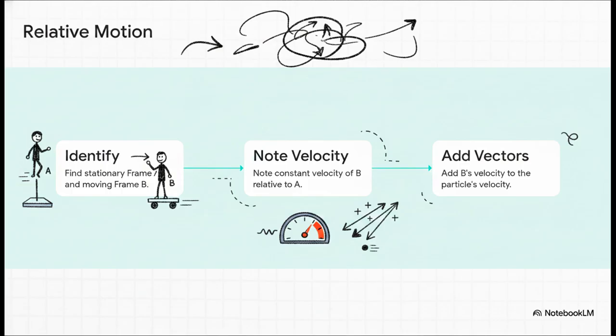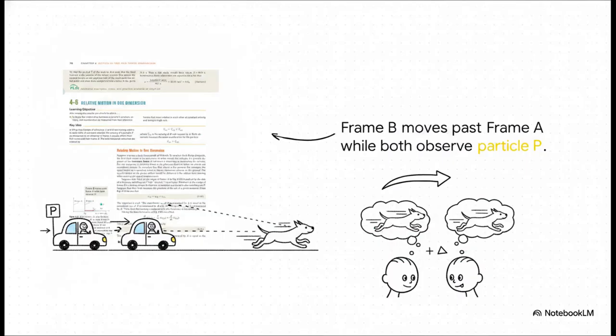If you want to know the velocity of the particle from A's perspective, you just take the velocity that B sees and add B's own speed to it. To really ground that concept, think about a scenario where frame A is parked on the side of the road, while frame B is driving past them. Both of them are watching particle P. Let's say it's a dog running ahead. Because frame B is moving past frame A at a constant speed, their measurements of where the dog is and exactly how fast the dog is running are going to be mathematically different. One observer's reality mathematically shifts to another's simply by adding that difference in their own speeds.